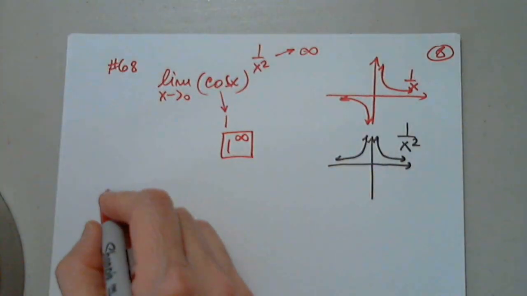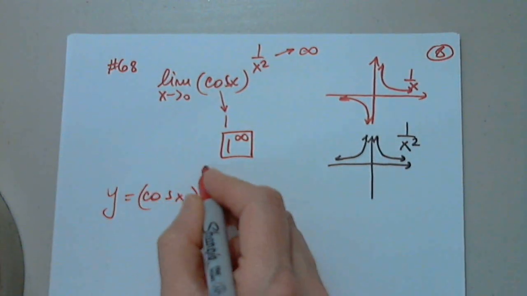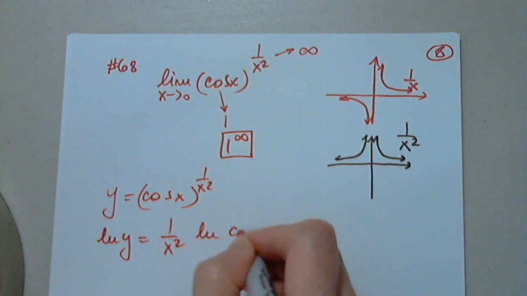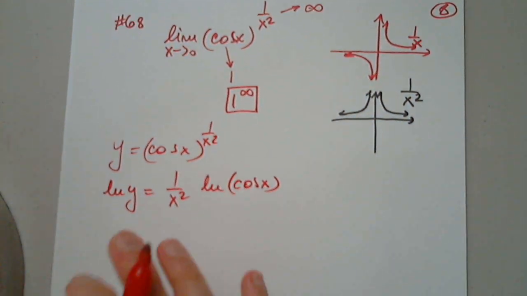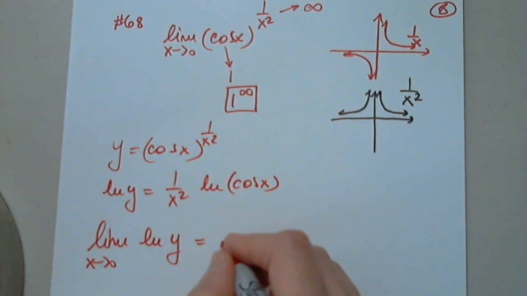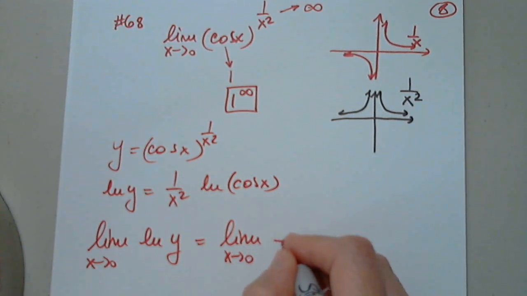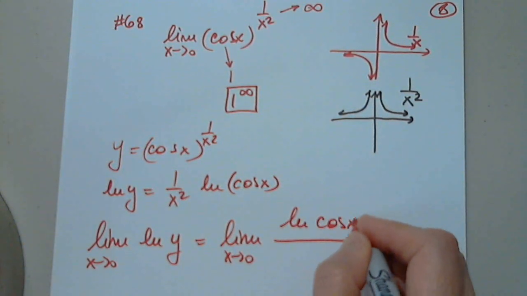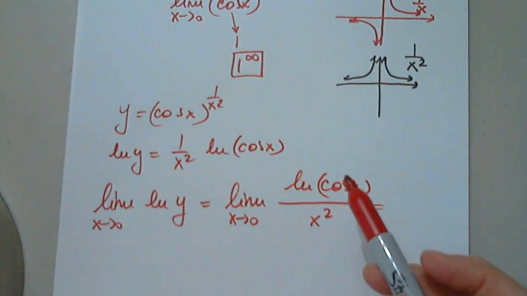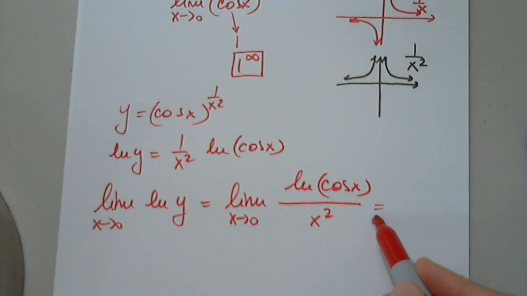This is a long procedure. We have y equals cosine x to the 1 over x squared. We have natural log y equals 1 over x squared times natural log of cosine x. And now we have to apply the limit as x approaches 0 of natural log y, or the limit as x approaches 0 of natural log of cosine x over x squared. Now, the denominator is going to 0. Where is the numerator going?